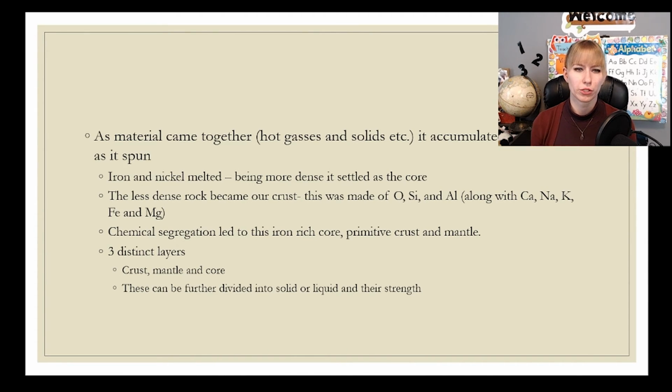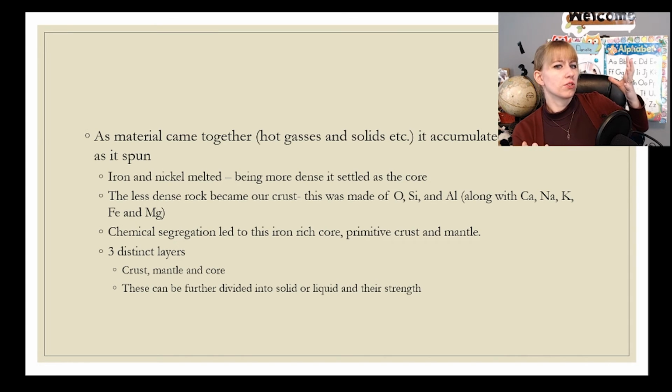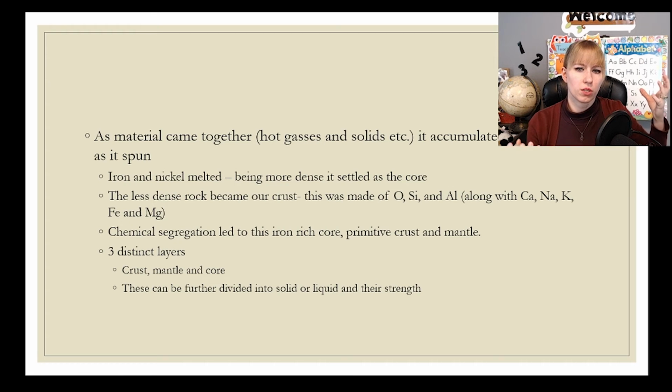And so our Earth was created a long time ago when material came together, gases, solids, and accumulated and heated and spun. Spin, right? Iron and nickel melted. Being more dense, it settled to the core, and less dense material like oxygen, silicon, aluminum, along with calcium, sodium, potassium, iron, magnesium, and a whole bunch of other things, rose to the top, becoming our crust. This is known as chemical segregation, and it led to us having an iron-rich core and a primitive crust and mantle.